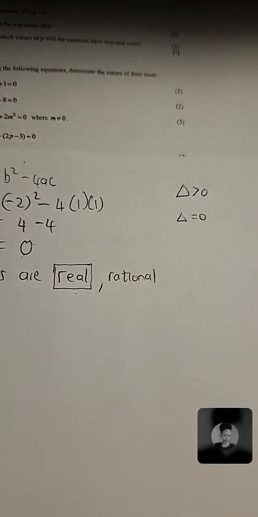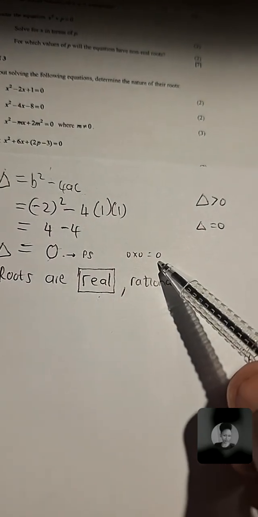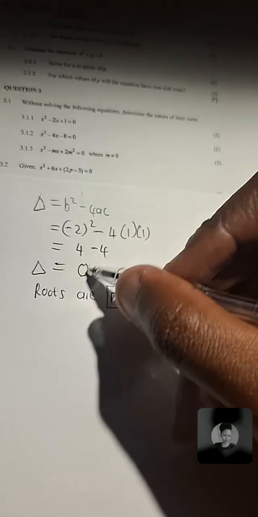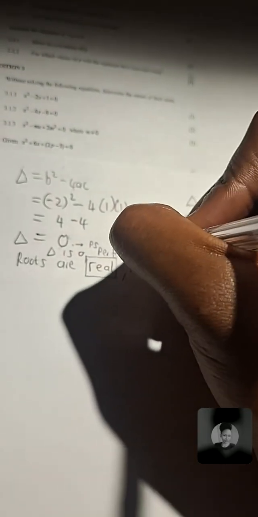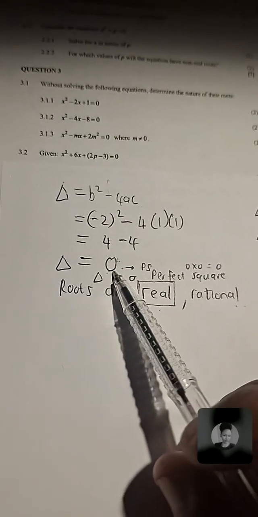Secondly, the roots are rational. Because we say that 0 is a perfect square. Why is it a perfect square? Because 0 times 0 gives you 0. So we say 0 is a perfect square number. So since it's a perfect square, we say that the roots are rational. The minute this number is a perfect square, we can say that the roots are rational. So we should have said delta is equal to 0 and delta is a perfect square. Two things that we can conclude.